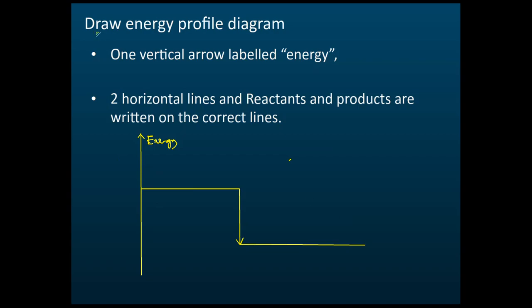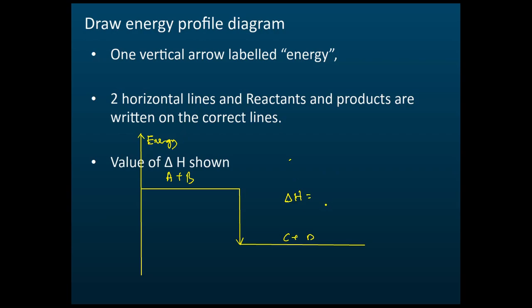Okay, so you should have two horizontal lines, and reactants and products are written on the correct lines. So this is your reactants A plus B, and then this is your products C plus D. Okay, and the last one is you must put the delta H. Values of delta H shown. Delta H equals to what?